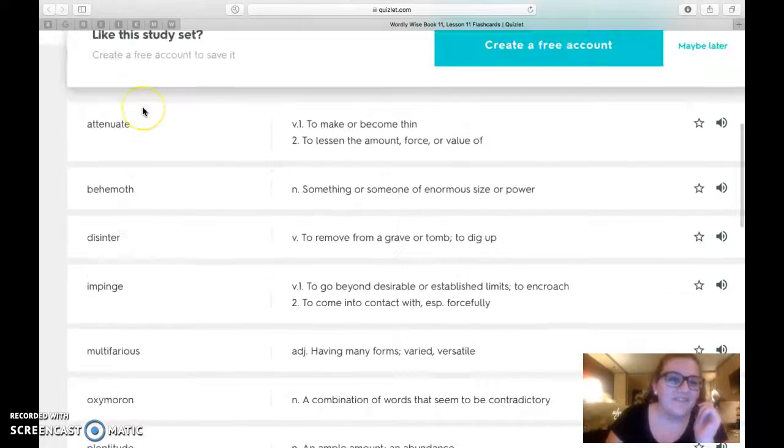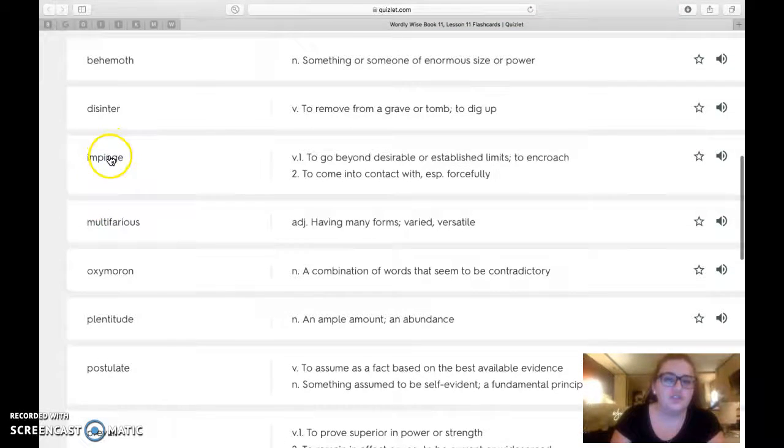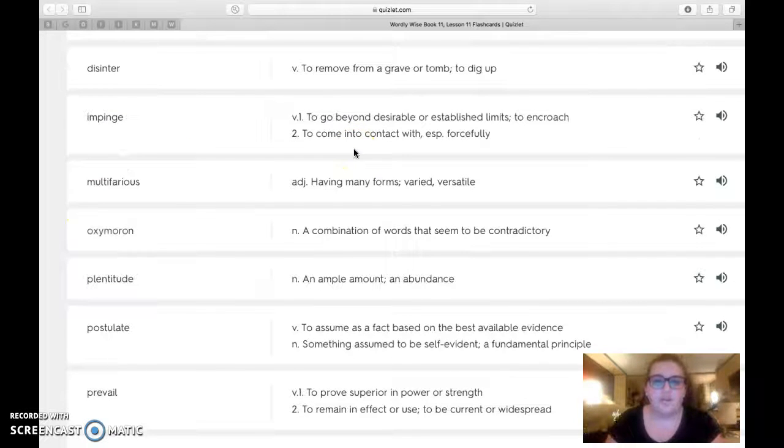Okay, and the fourth word is impinge, and it's a verb, and it means to go beyond desirable or established limits, to encroach. And the second definition for that word is to come into contact with, especially forcefully. So a sentence is, he built a large fence because he heard his neighbors were going to impinge on his property. So it's basically like he was going beyond desirable or established limits to make sure that doesn't happen.